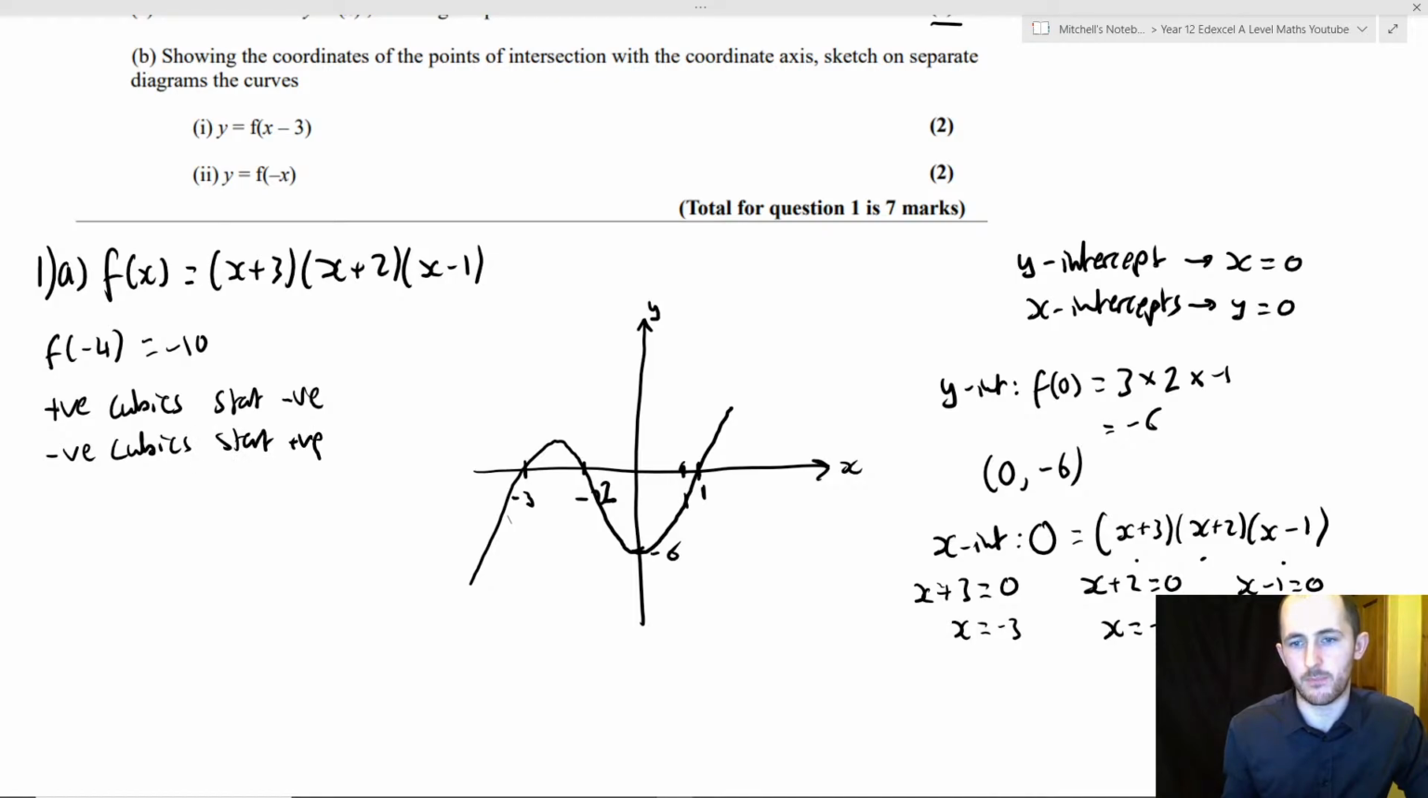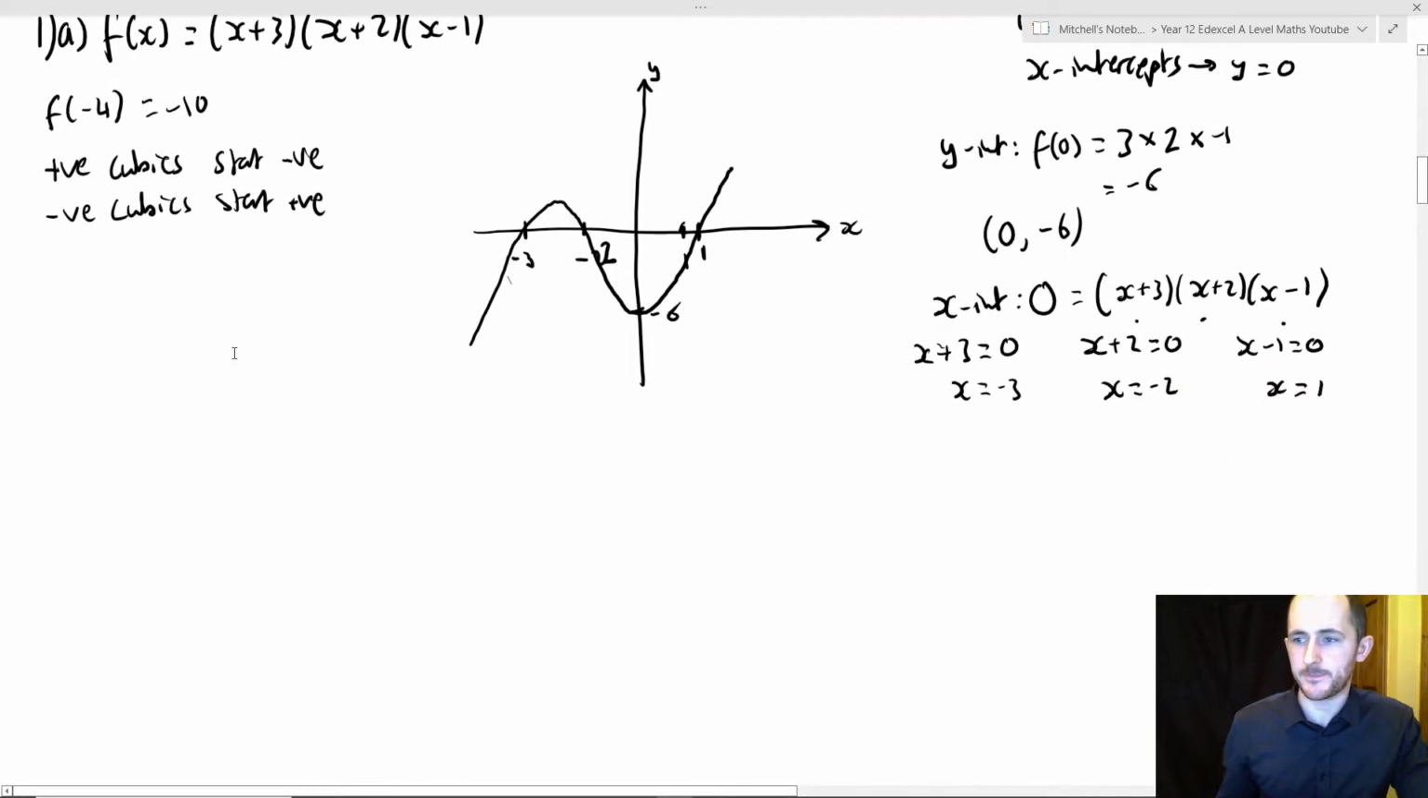So what I mean by that is if we expanded this whole bracket, the x cubed is going to be positive because it's x times x times x. If there was a minus in front of one of the x's, then it would start from the top, which makes sense because it would flip the sign. And that's it for part A. So that's 3 marks. Again, you lose a mark for every coordinate you don't have on there. So we have 3 x-intercepts and 1 y-intercept.